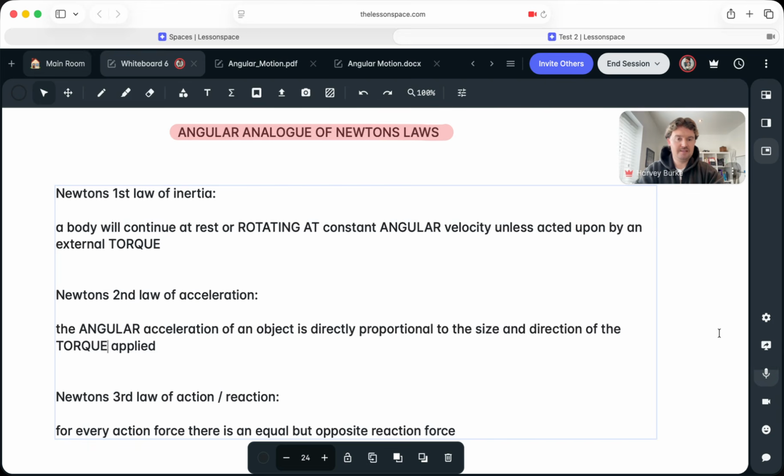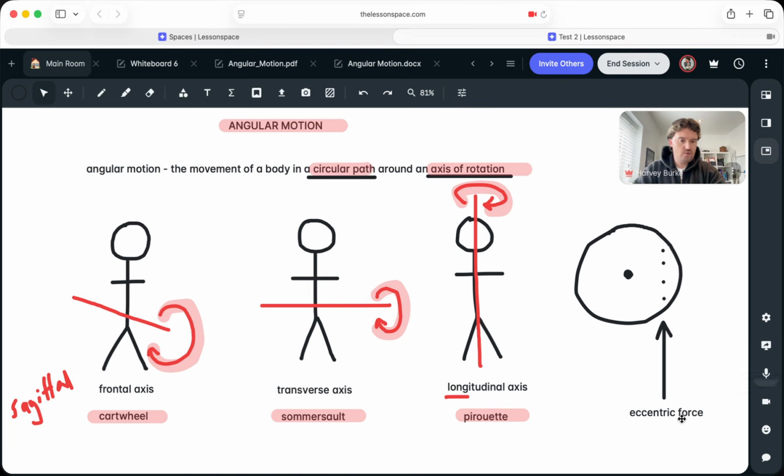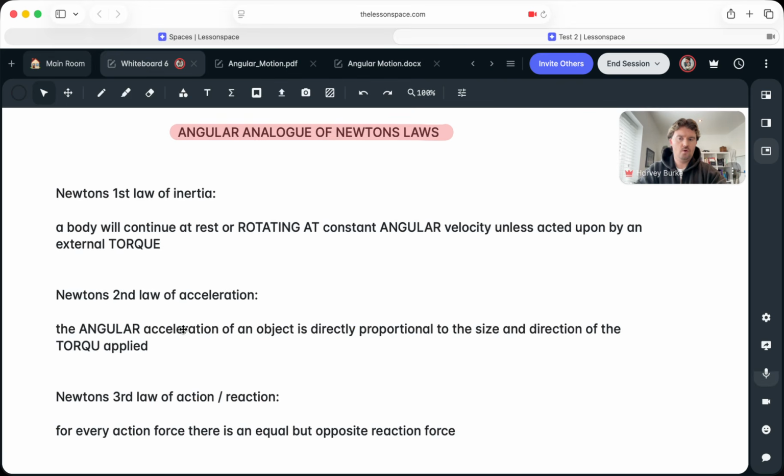So what this means is, if we go back to that diagram earlier, the greater the torque the footballer applies to the ball, the greater the angular acceleration of the ball. So the harder you hit the ball on the side, the quicker it will spin. So that is Newton's second law of acceleration applied to angular motion.